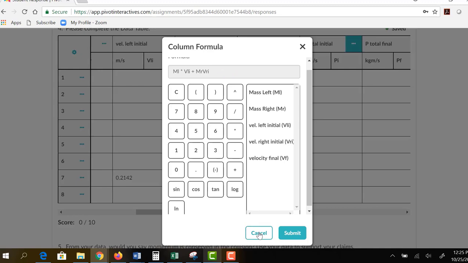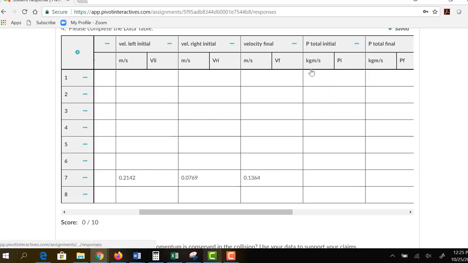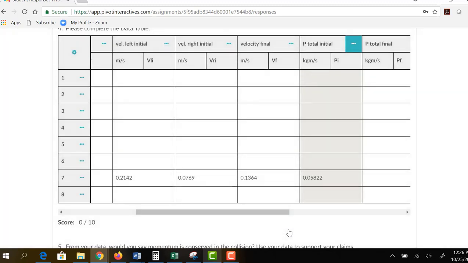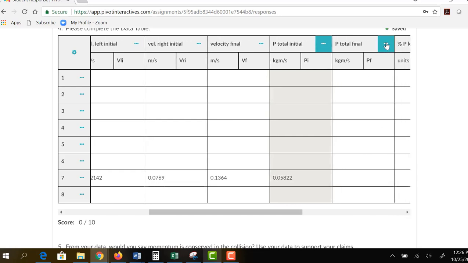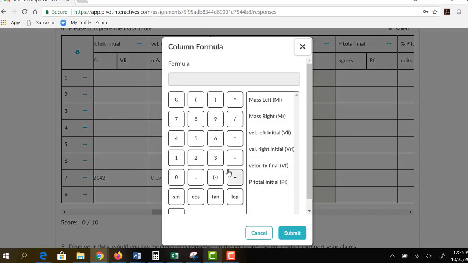Now let me cancel and start over because I didn't put the multiplication sign in there. So change column formula. Mass left times velocity left initial plus mass right times velocity right initial. Okay, so this is the initial momentum of the system. Okay, now let's get the total final momentum. Remember, that's when they're actually stuck together.